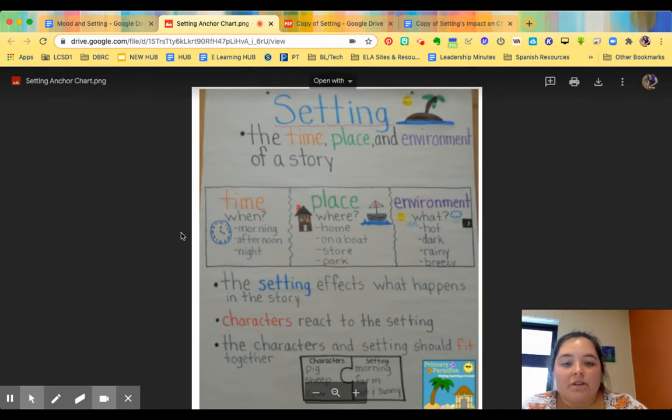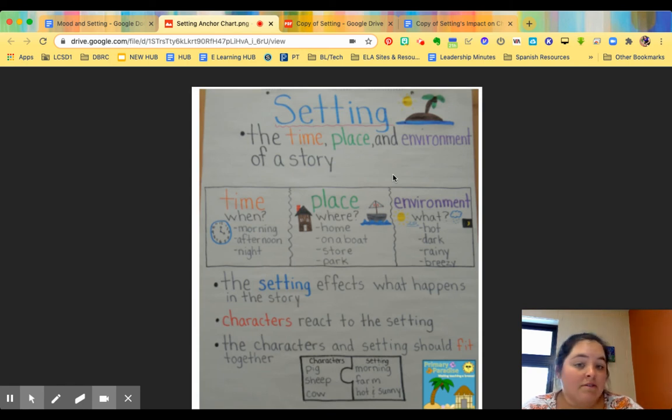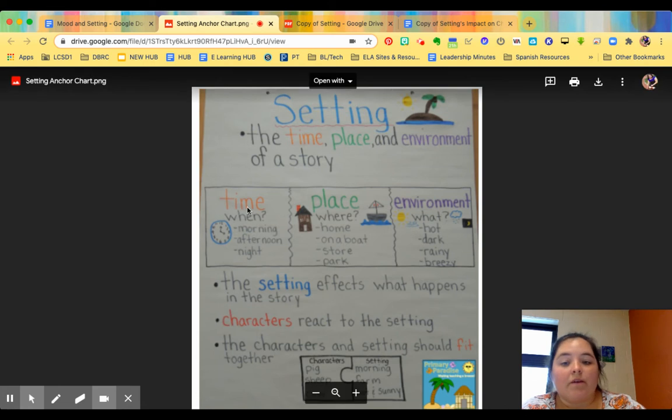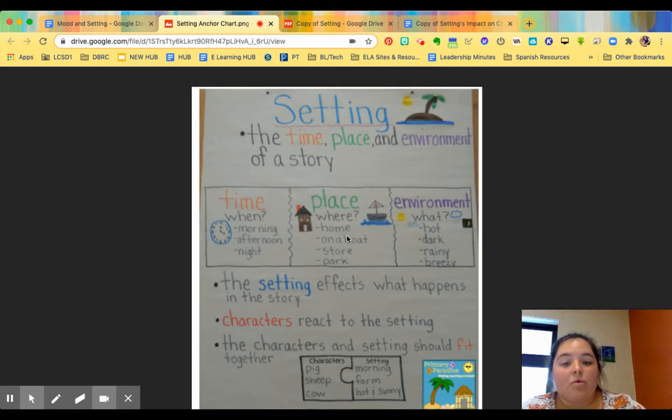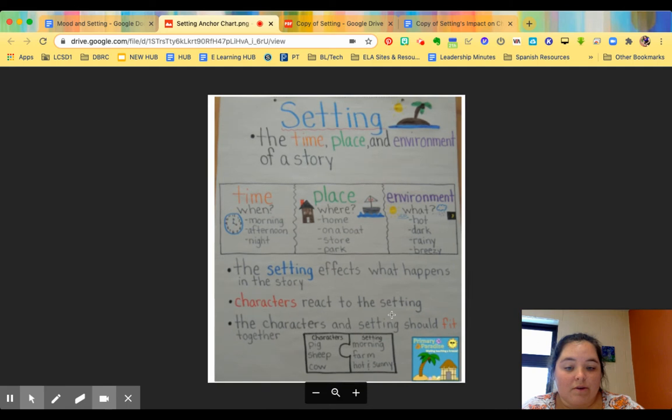Setting is really important because not only does it tell us where we are, but it tells us the time period or even the time of day. It tells us the kind of environment that we're in. And so that could include the weather. So you want to think about when is the story taking place? Where is the story taking place? And what are important elements about their environment that are going on around them? So the setting is going to affect what happens, and then the characters are going to have a reaction based off of what is going on.